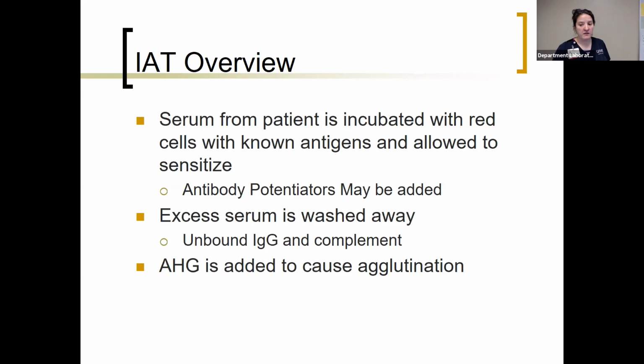Then you're going to incubate, and read after 37. So you read at initial spin, then you're going to incubate at 37, you're going to read after 37, and then you're going to wash your tubes. So wash your tubes 4 times, and you're going to add your AHG reagent. Okay, immediately centrifuge, and read for agglutination. Okay, that's your 3 phases: initial spin, 37, and AHG.